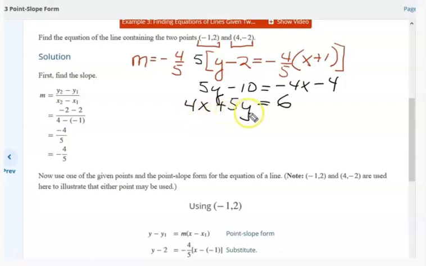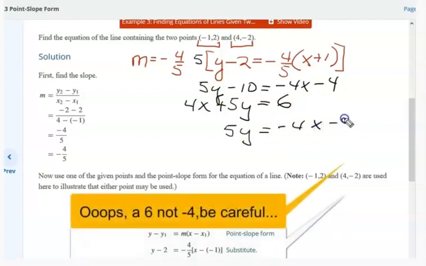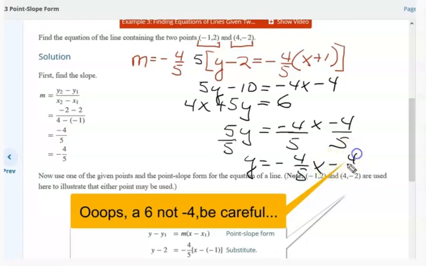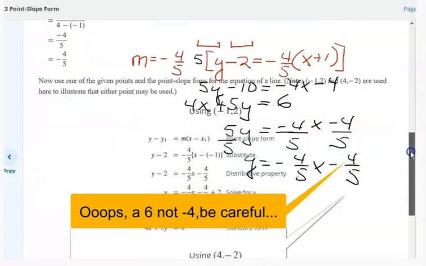And if we wanted to solve for y, we could take it from here, 5y, transpose this back to the other side, negative 4x minus 4, and I'll just divide everything by 5. So it would become y equals a negative 4/5 x minus 4/5. Okay. And as we look down the way here, we see this is what they've ended up with.